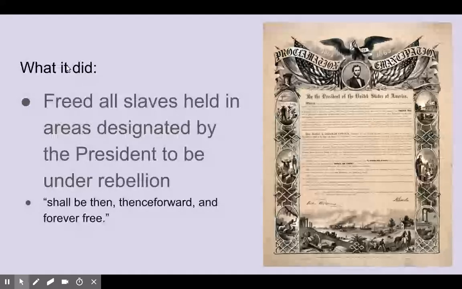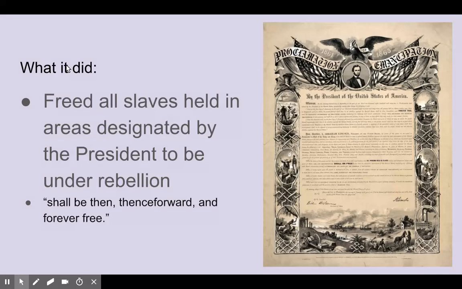So what it did, and this is what I think you all know already, it freed all the slaves held in areas designated by the president to be under rebellion. So any state that was rebelling, basically any state in the Confederacy, their slaves were to be thenceforward and forever free. Now, if there were still slaves in Union areas, which there were some, or maybe some of the areas out west, they would not be freed. So it did not free every single slave, but definitely the vast majority of it.